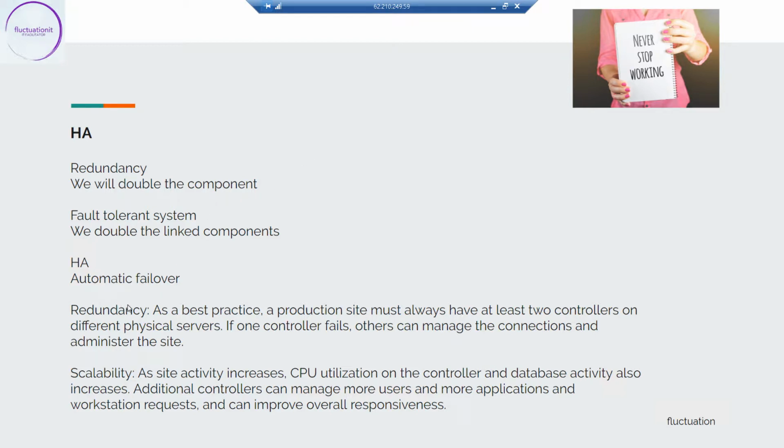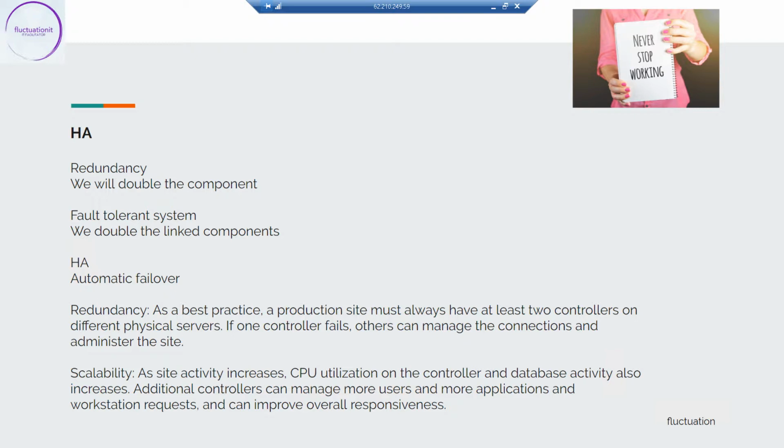So redundancy, as a best practice: a production site must always have at least two controllers on different physical servers. So if one controller fails, the other can manage the connection and you can manage the site. The best thing is to have two bare metal servers with your hypervisor and put one controller on the first server and the second controller on the second server. If you have only one bare metal, be aware that the bare metal can have an issue, but it's not very often. And the two delivery controllers will participate in active-active to the resolution of the VDA.